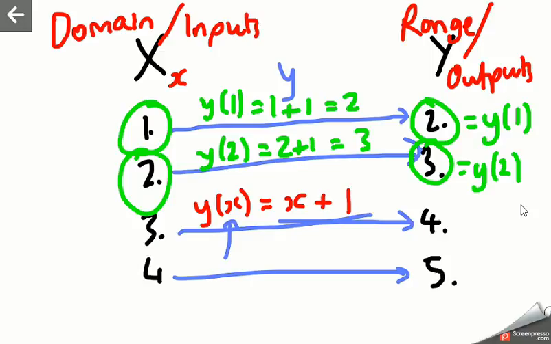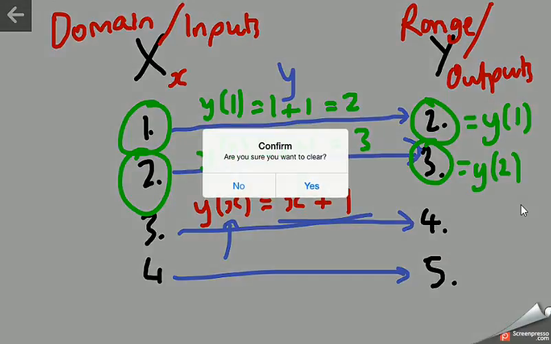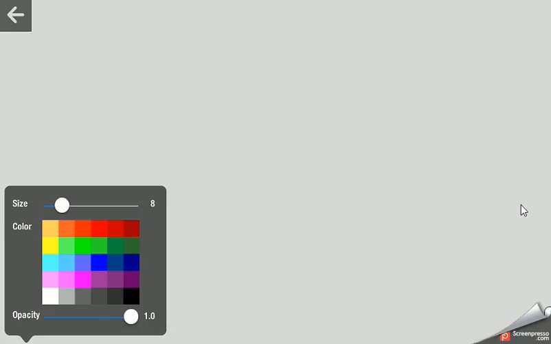Okay, let's do another example of a function. Maybe this one will have a rule, maybe it won't, I don't know. Actually, no, this one won't have a rule. So again, we'll stick with 1, 2, 3, 4 as our set of inputs.